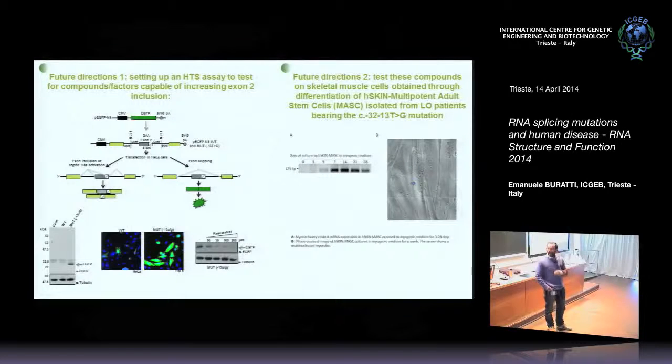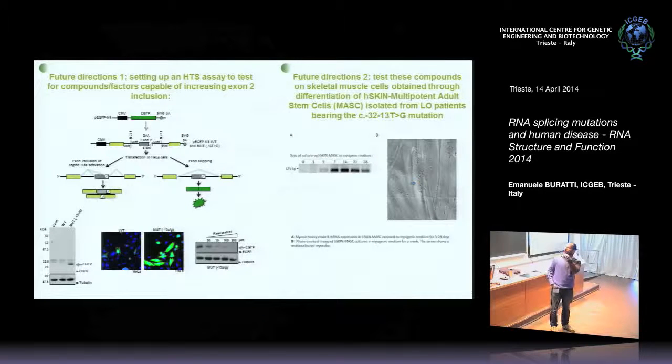And in parallel, because testing in patient fibroblast is fine, but of course, if you really want to look for a viable therapy, what you want to do is to get as close to the patient as possible. And so what we are setting up is an approach whereby, from the skeletal muscle biopsies taken by the bank of patients that is available in Italy, we are trying to extract multipotent adult stem cells that can be differentiated into myotubes.